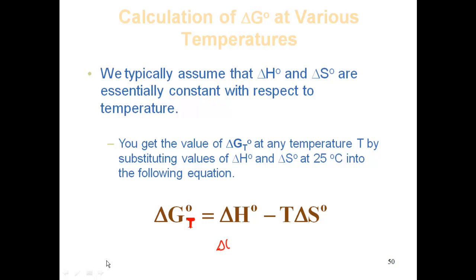So you can get a delta G naught at 25 degrees C, which is what we've just been doing, or you could do a delta G naught at, say, 100 degrees C, which is telling you I'm using the 25 degree data, but I'm doing it at a different temperature. I'm not doing it at 25 degrees C. Same equation, but we've got to write that subscript to tell us what temperature we're using that 25 degree data at.